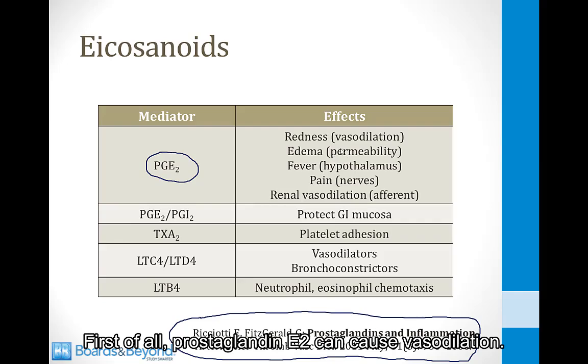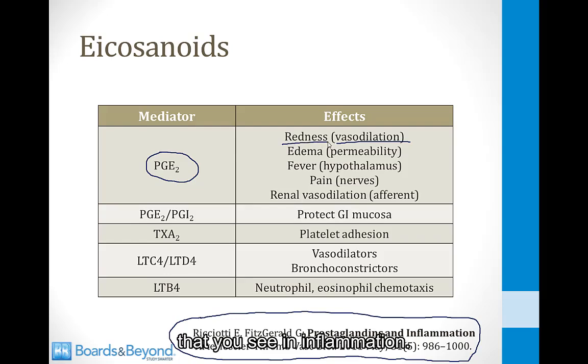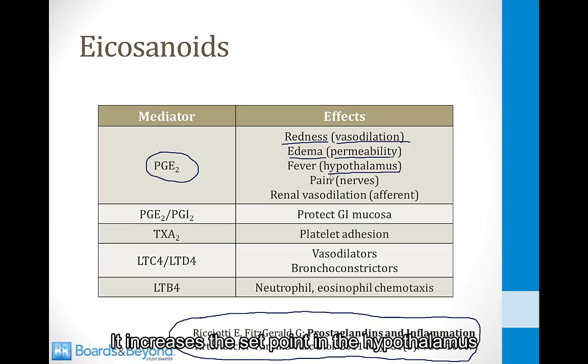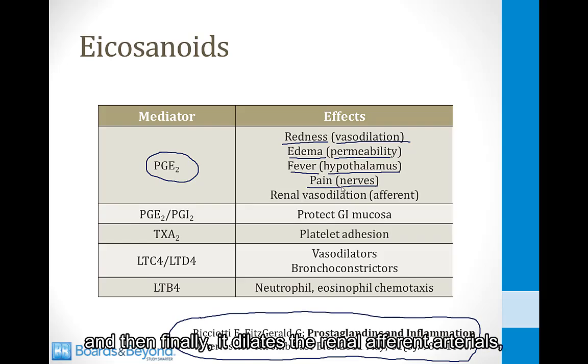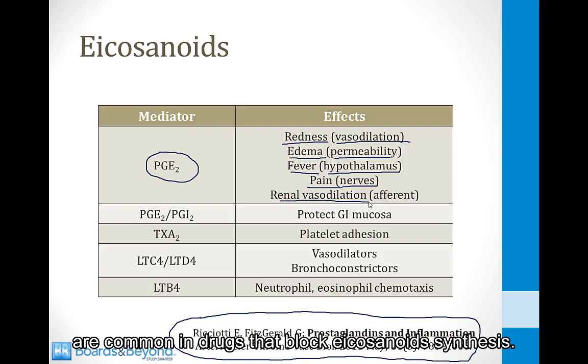First of all, prostaglandin E2 can cause vasodilation. This is what gives you the redness that you see in inflammation. It also causes increased vascular permeability, which leads to the edema of inflammation. It increases the set point in the hypothalamus, which causes fever. It sensitizes nerves, and that's what causes the pain of inflammation. And then finally, it dilates the renal afferent arterioles, and as we shall see, adverse effects on the kidneys are common in drugs that block eicosanoid synthesis.